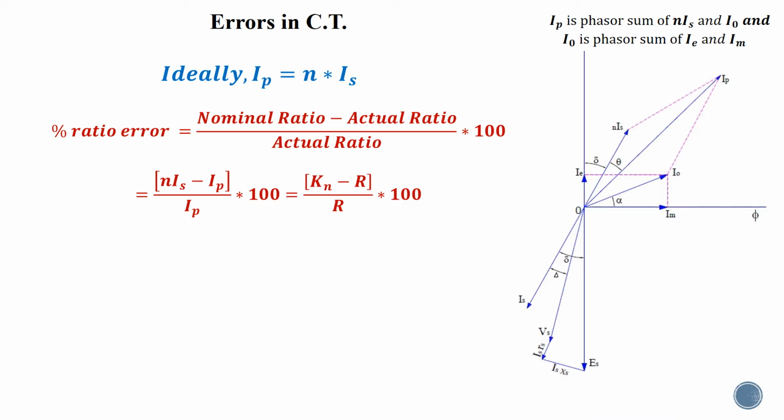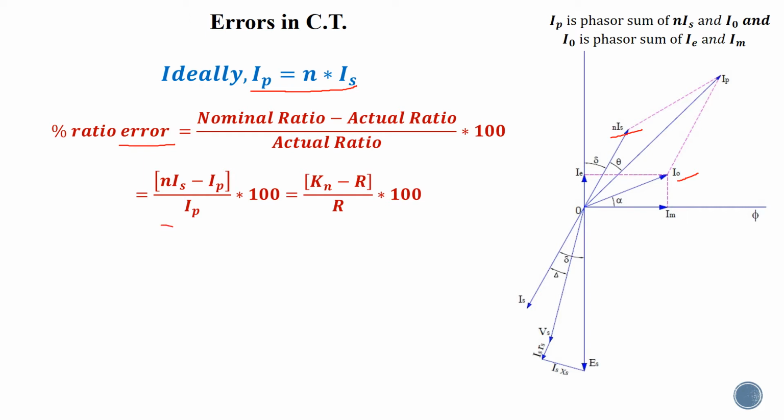Errors in current transformer. Ideally, the primary current should be equal to turn ratio multiplied by the secondary current. But in the actual case, the total primary current is not transformed in CT, as one part of the primary current is used for core excitation and the remaining is thus transformed along with the turn ratio. Thus, errors are introduced into the CT. These errors are known as ratio error and phase angle error. Ratio error is also called current error. It is defined as the difference of nominal ratio and actual ratio.